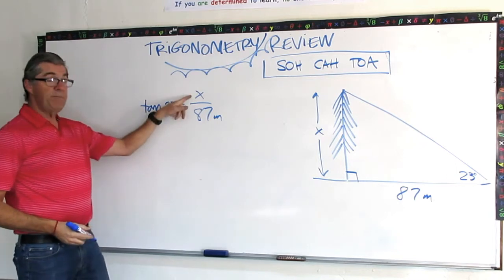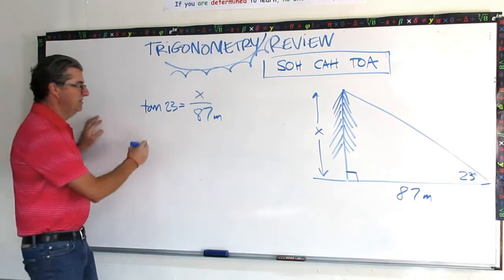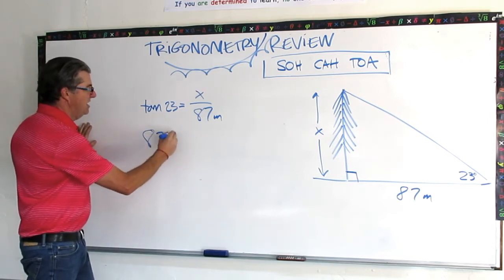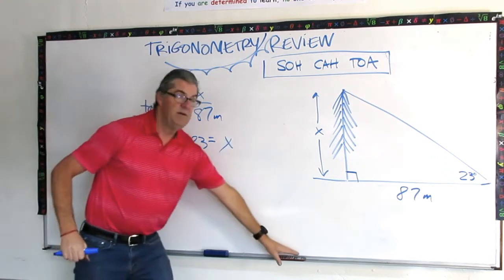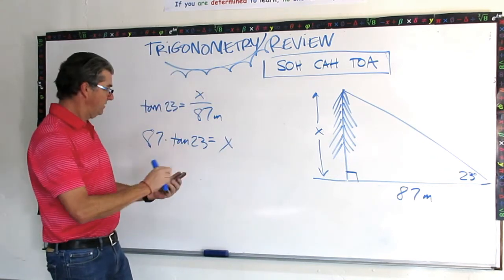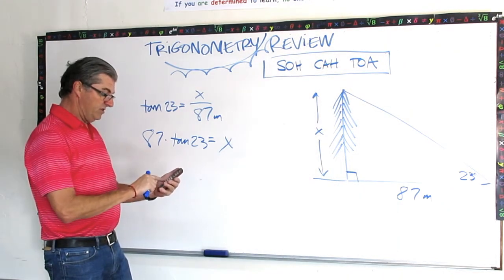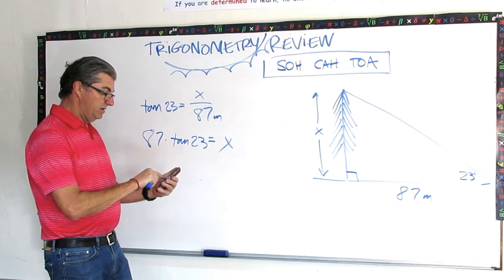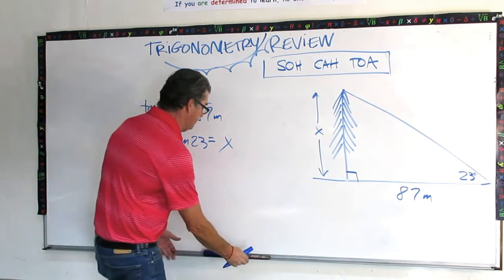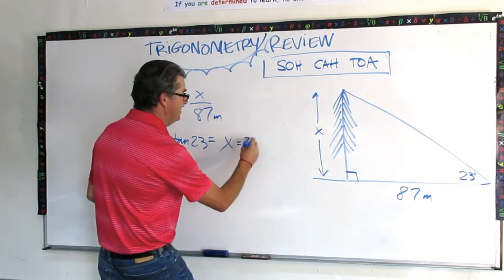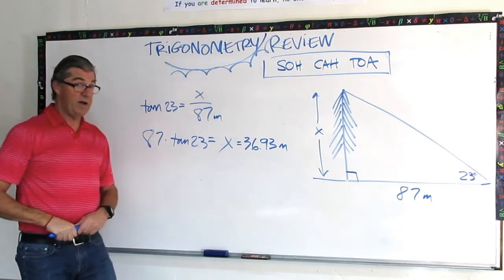Okay? My variable's up high, so I multiply the lower part of the fraction times the trig function. So I'm going to get 87 times the tangent of 23 equals x. Pull out the calculator. 87 times 23, tangent equals 36.93. 36.93 meters.